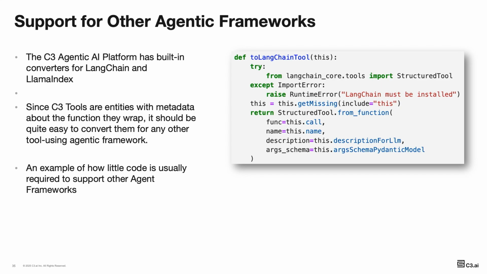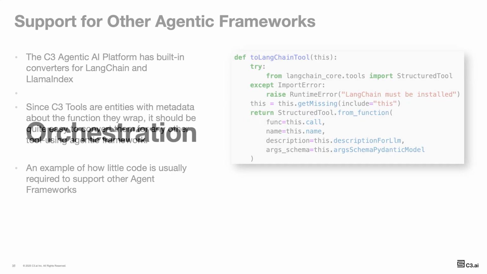Okay, out of the box today, we support LangChain and LlamaIndex, and it's a few lines of code, because we really have all the information that any of these frameworks would need to know how to call a function, and so we can translate it to whatever schema or format they want. And it's a few lines of code to do that.